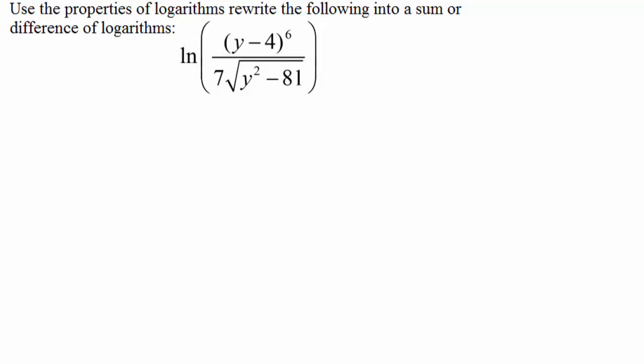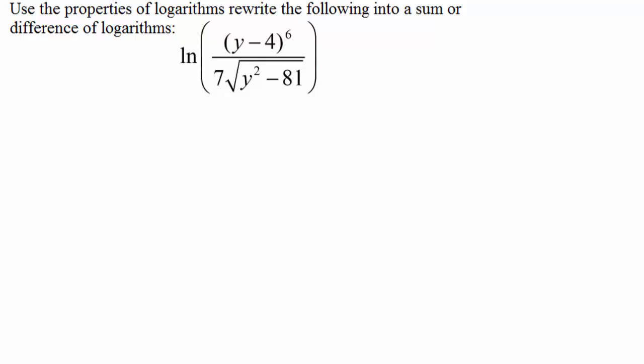So we're asked to use properties of logarithms to rewrite the following expression into a sum or difference of logs. First, we have the natural log of the quantity y minus 4 to the 6th over 7 times the square root of y squared minus 81. So this is a relatively irritating looking combination of things for logarithms.